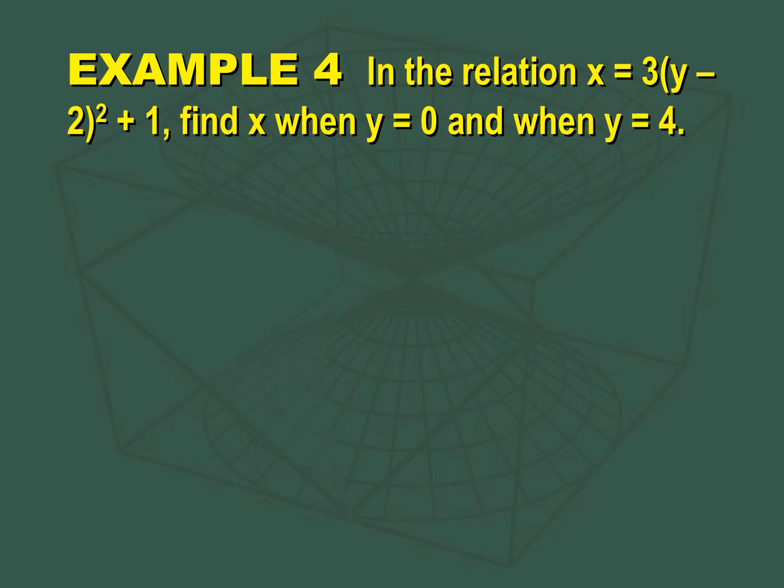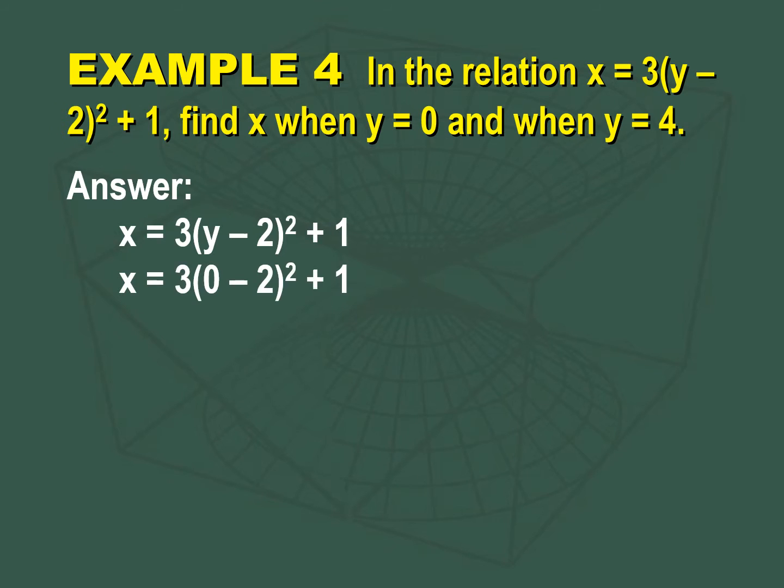Example. This one we're going to have the relation x equals 3 times (y minus 2) squared plus 1. We want to find x when y equals 0 and when y equals 4. Okay, so find x when y equals 0. We're going to plug in 0.